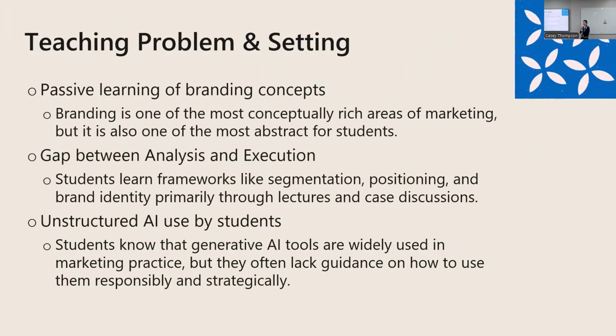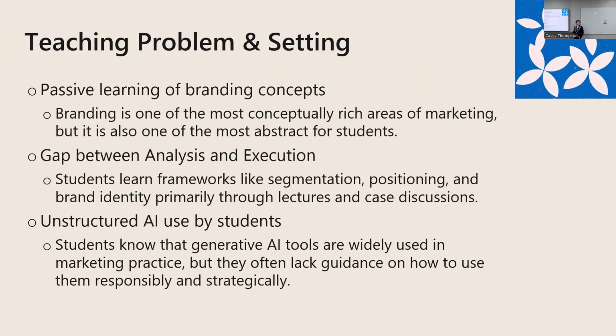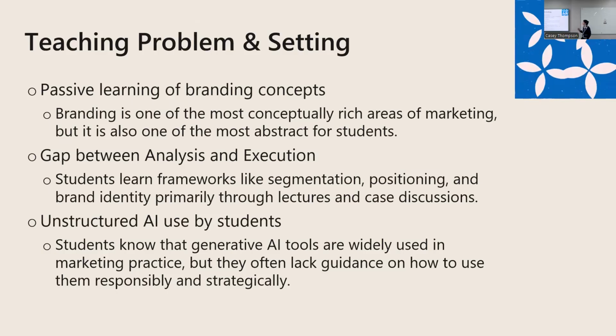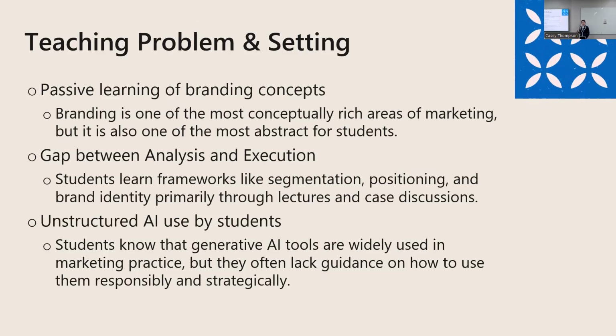In terms of branding classes specifically, usually students learn branding concepts very passively. It is one of the most conceptually rich areas of marketing, but it's also one of the most abstract for students. Students know what branding is, but they don't quite understand how exactly they can make a brand, or how they can actually visually represent a brand. There's also a gap between analysis and execution. Students will learn a lot of theoretical frameworks like segmentation, positioning and brand identity, but mainly through lectures or case discussions, which is good, but it also makes branding very vague for them to understand.